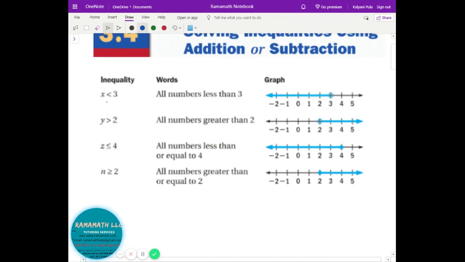Like for example here, x less than 3. So it's 3 right here. The x value is less than 3, which means it has to be this side. It could be 2, it could be 1, anything this side, okay? So that's x less than 3.